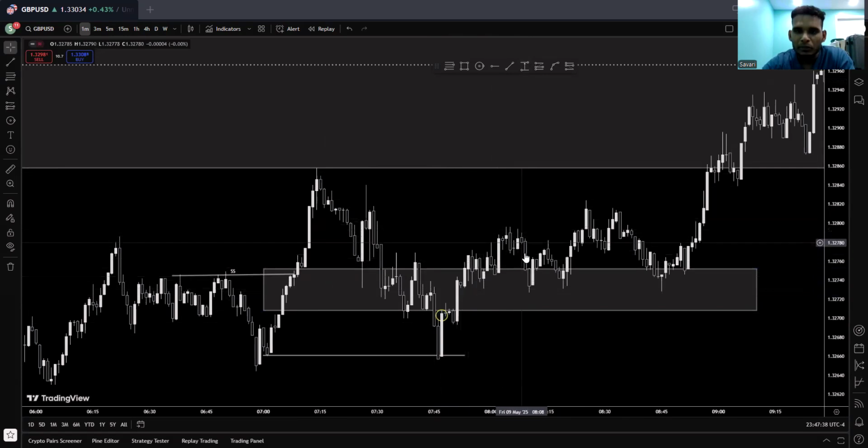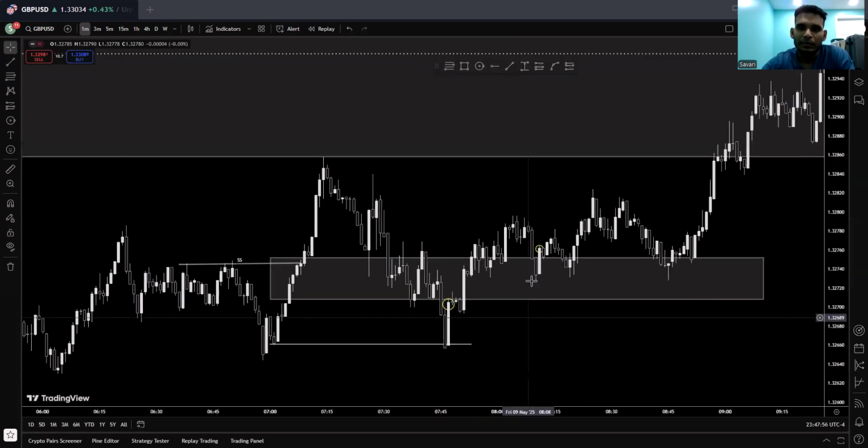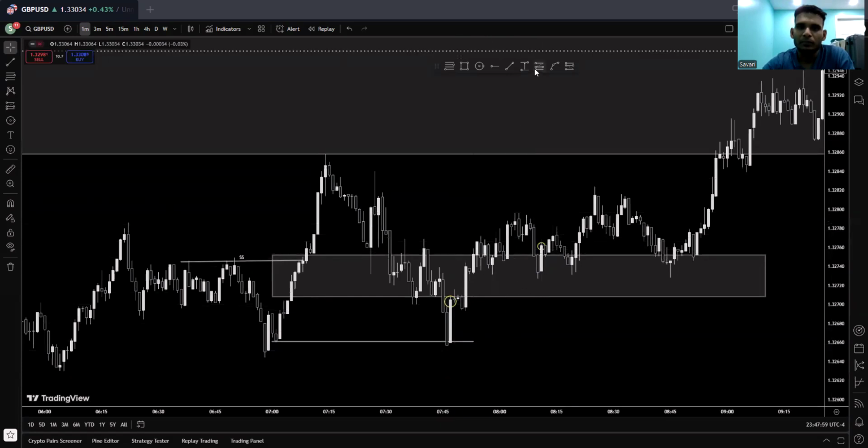Price came all the way towards this point, but ended up not tapping my limit order, just a tick away, and it started to react to the upside. So once it gave the reaction, I entered here. This is my second entry for the day, and I kept all my stop losses around this area.